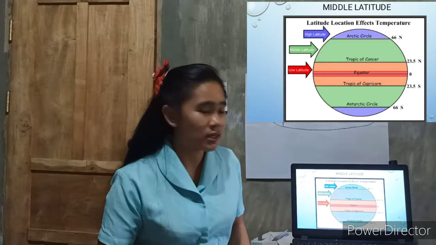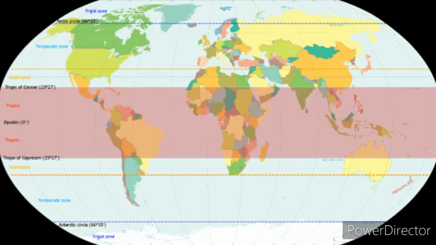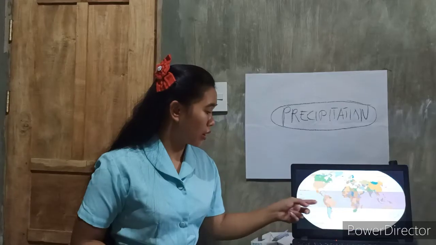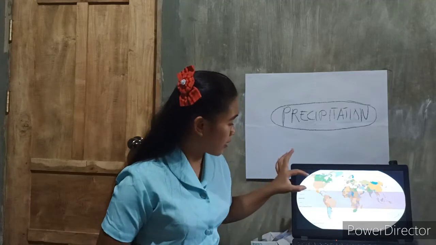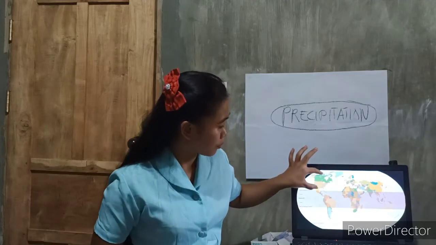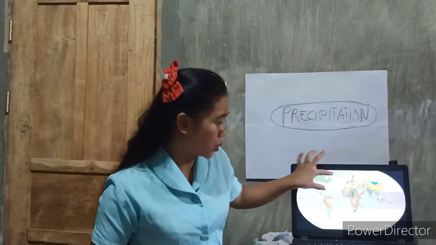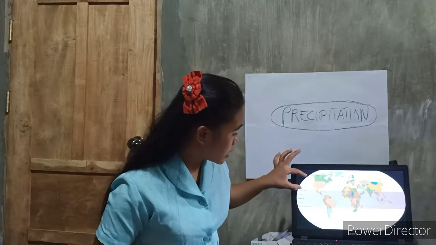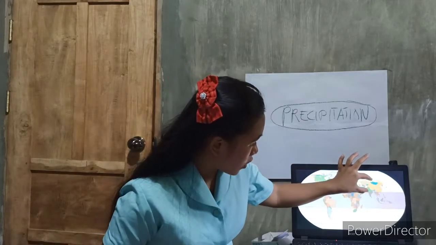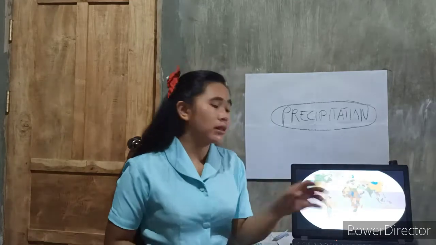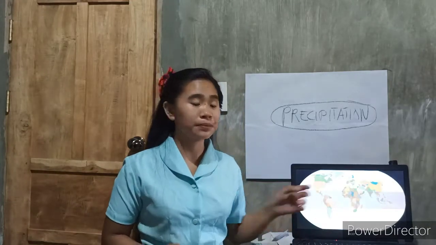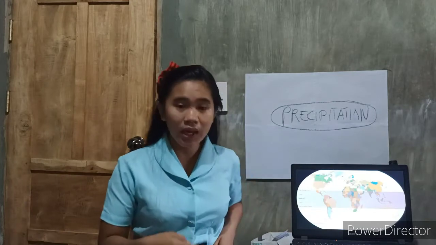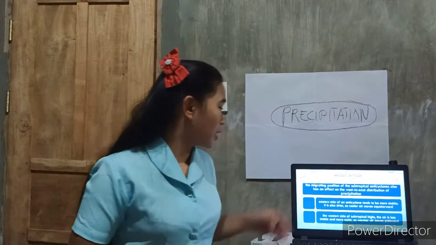So let us now look at it in a map. This is our tropical region, whereas this is our middle latitude. In this middle latitude there are more countries that belong in the middle latitude. Okay, so in the middle latitude, kindly read.